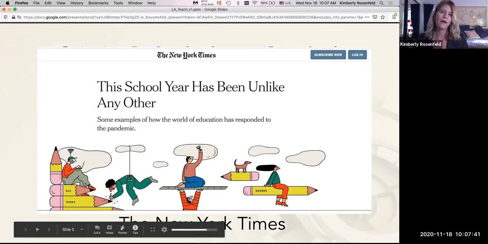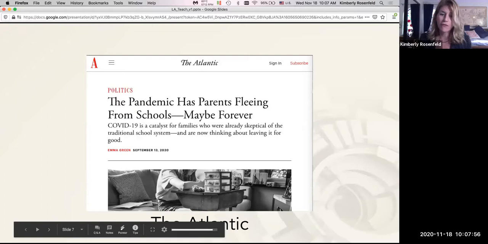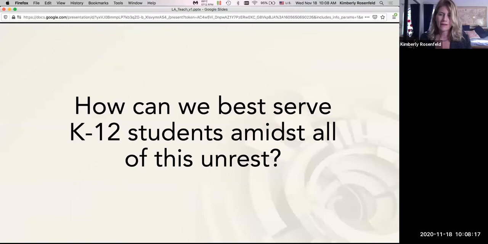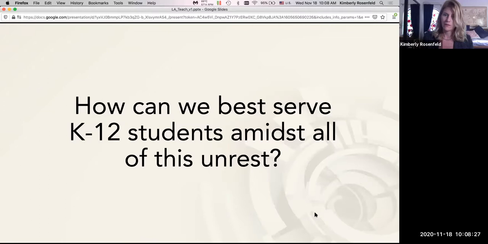Why COVID-19 will explode existing academic achievement gaps, from the Washington Post. There's another one: The pandemic has parents fleeing from schools, maybe forever. COVID-19 is a catalyst for families who are already skeptical of the traditional school system and are now thinking about leaving it for good. The Atlantic. And finally, what will happen to education when the COVID-19 pandemic is over? The Washington Times. So with all of this coming at us at once, how can we best serve our K-12 students amidst all of this unrest? This is where I'm going to turn it over to Patty.